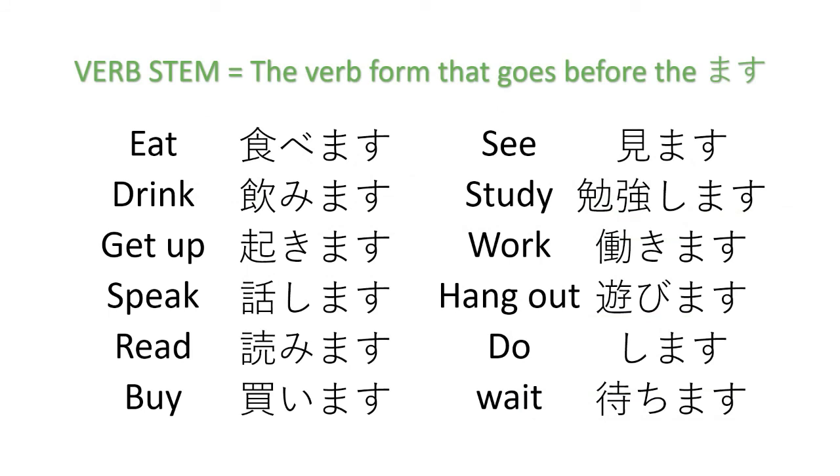So the verb stem is the verb form that goes before the masu. So we have tabemasu, nomimasu, okimasu, hanashimasu, yomimasu, kaimasu, mimasu, benkyou shimasu, hatarakimasu, asobimasu, shimasu, machimasu. So we just remove the masu here.